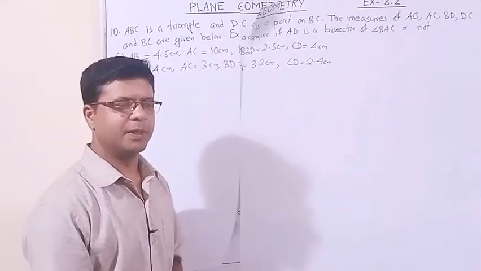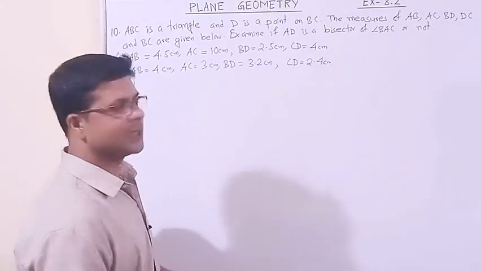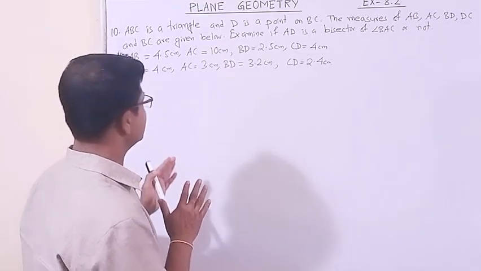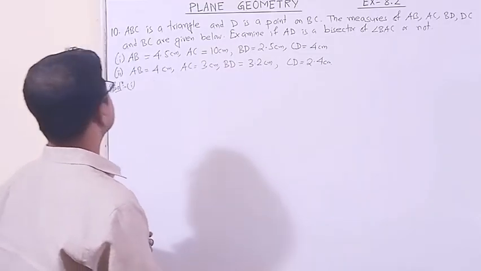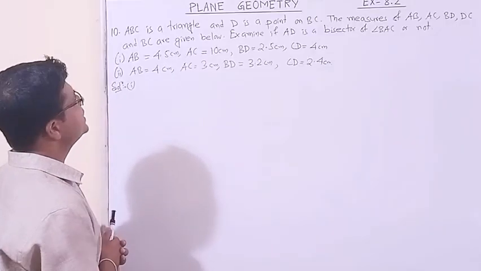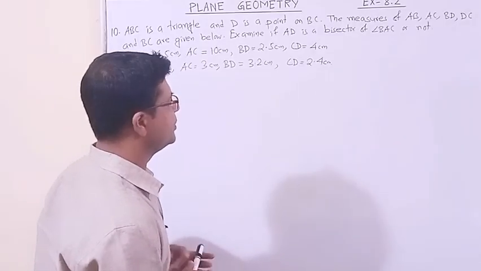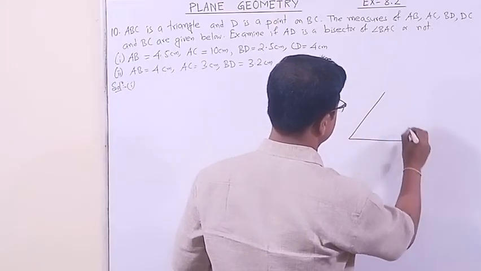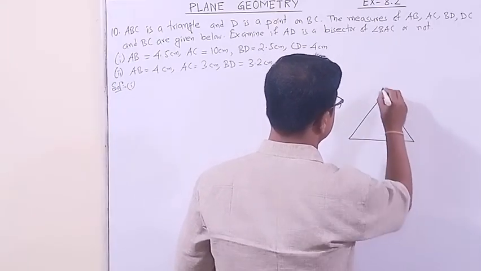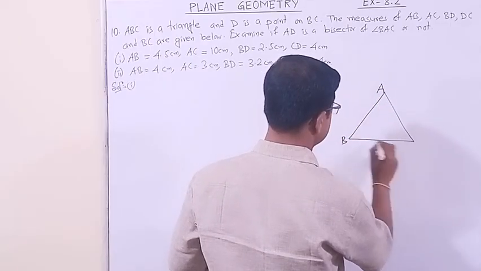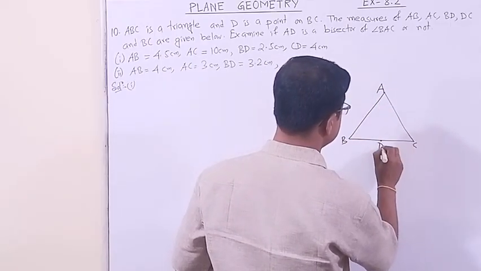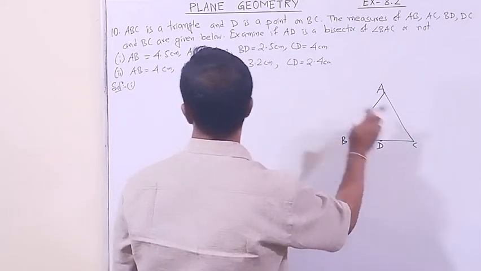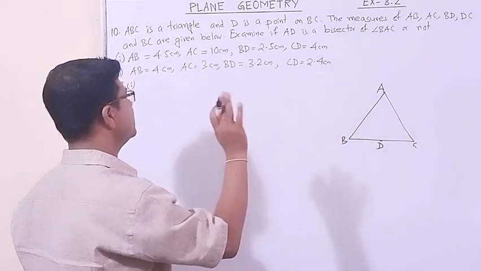Is it okay? Now my beloved students, we have taken the last question of exercise 8.2. Here all the parts are very simple. Let us read the question. ABC is a triangle and D is a point on BC. Okay, let us draw the triangle also, the diagram. ABC is a triangle and D is a point. The measures of AB, AC, BD, DC and BC are given below.